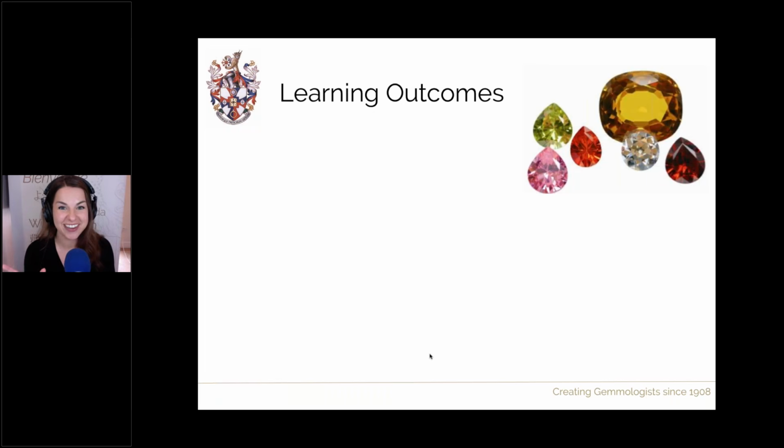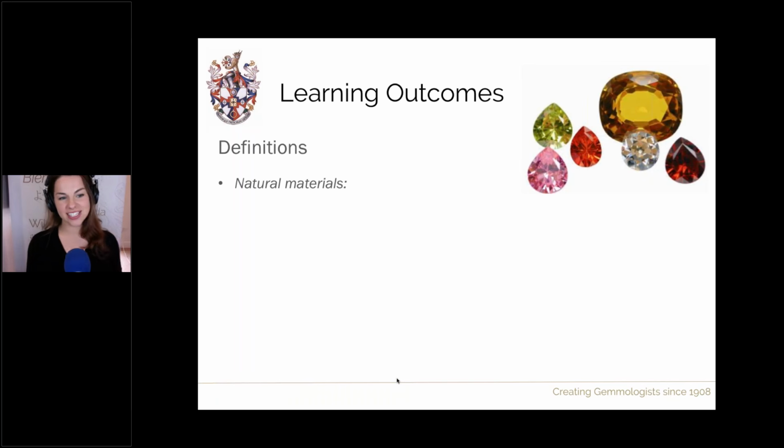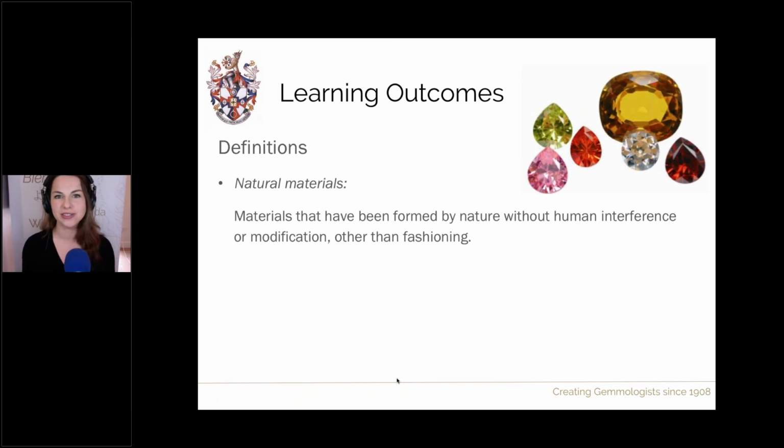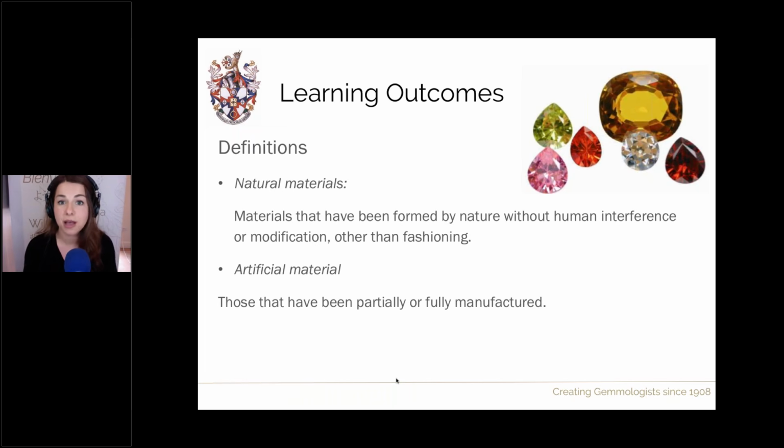So that's all we're going to cover today. Just to cover the learning outcomes as a bit of a summary. In regards to definitions, natural materials are those that have been formed by nature without any human interference or modification other than fashioning. And then artificial materials, well, those have been either partly or fully created.